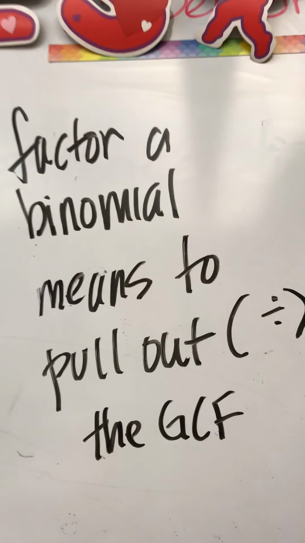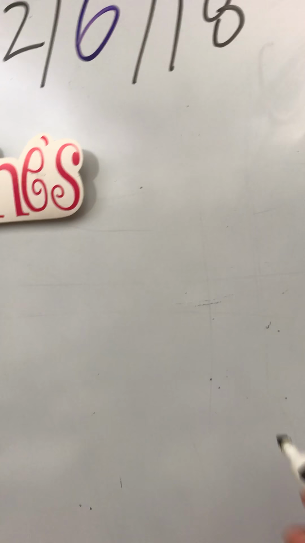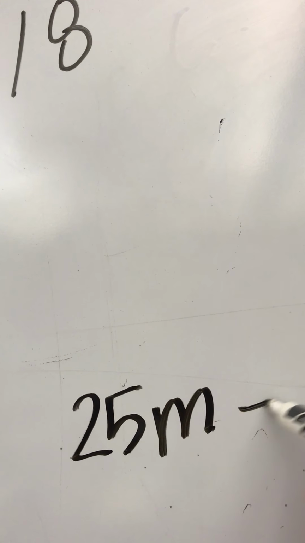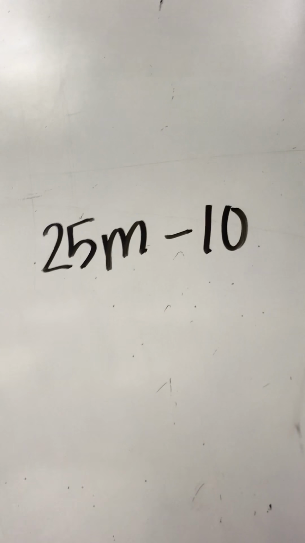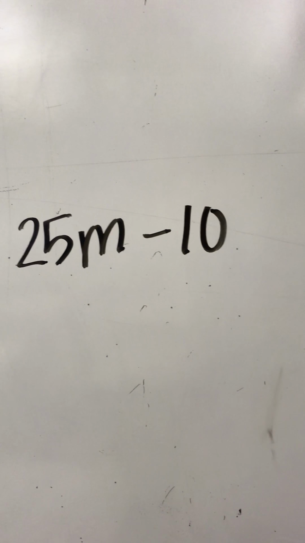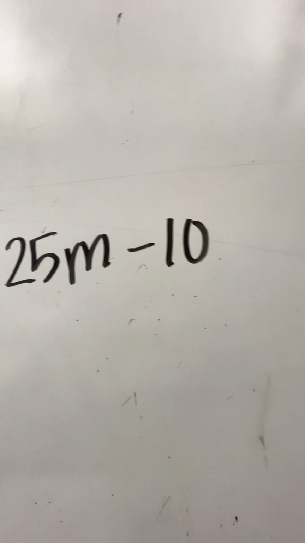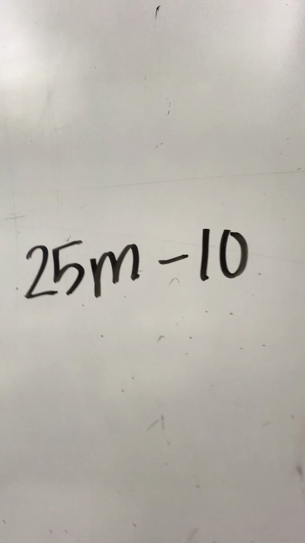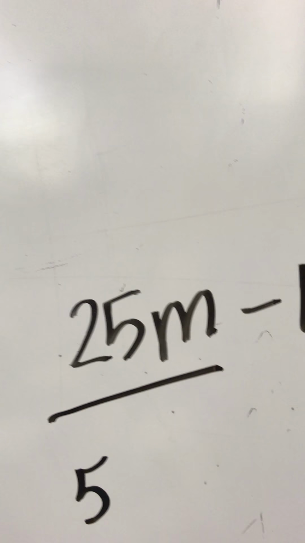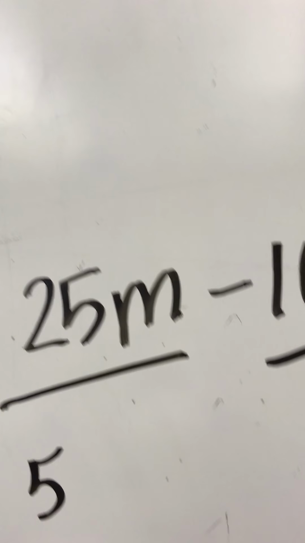All right, let's try one more. I'm going to erase this example. So tonight you're going to try a few of these things. So if I gave you something like 25m minus 10. Okay, right now you guys should be asking yourself, what is 25m and 10, what do they have in common? What's the biggest thing they have in common? It's a 5. Right? So I can divide 25m by 5. I can divide 10 by 5.